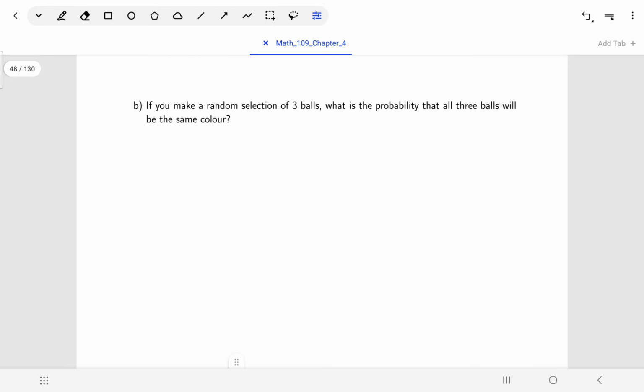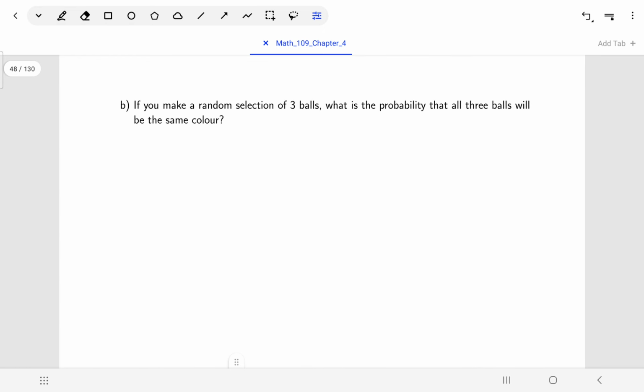Okay, now what if I decided I wanted to select all 3 balls to have the same color? So if we're thinking about this, first off, the experiment hasn't changed, so our sample space has not changed. It's still 11C3. That's kind of the good news here. Once we know what our sample space is, it'll be the same for all the other parts. The only thing that's changed is the event, and the event is that all 3 balls are the same color.